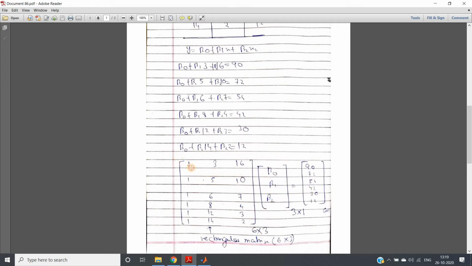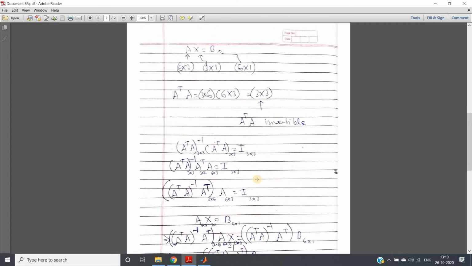But the problem is that this is a rectangular matrix, 6 cross 3, for which the inverse does not exist. This is an over-determined system. Okay, 3 unknowns, beta naught, beta 1, beta 2, so 3 equations are sufficient, but we are having 6 equations. So it is an over-determined system. Okay, so how can we do that? That's why the concept of pseudo inverse comes. Let me discuss what we are doing now.